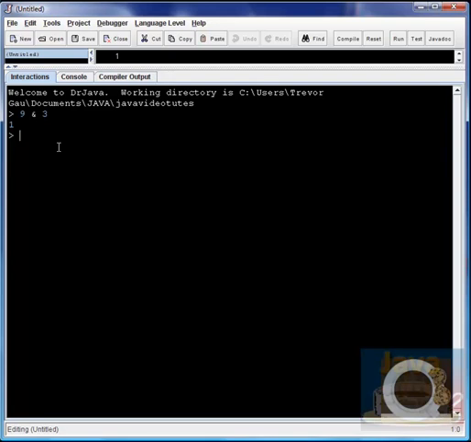So we have 9 or 3. What do you think this will give me? See if you can figure it out yourself, or keep watching. And so I'm going to hit enter, and it gave me 11. So 9 or 3 equals 11.